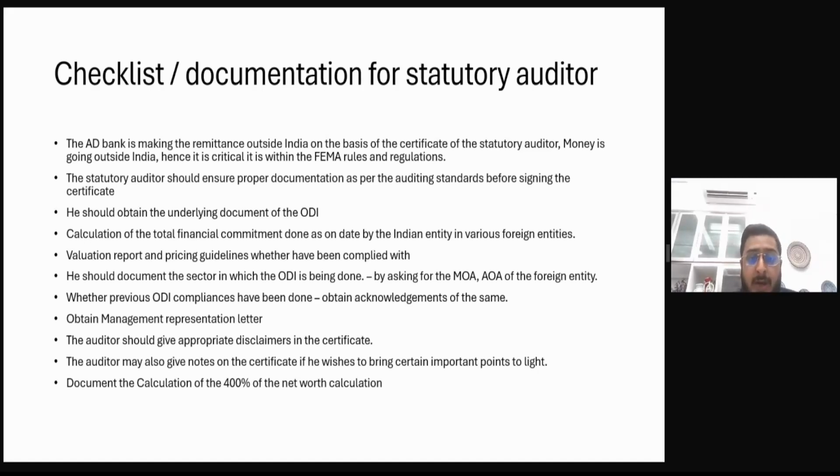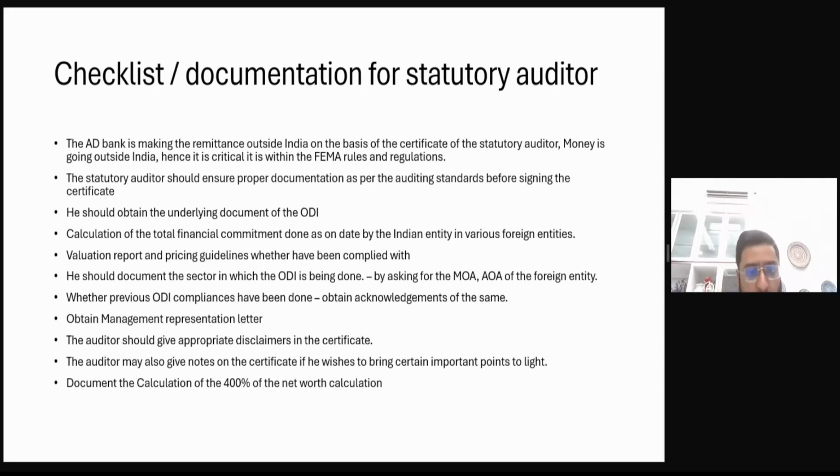When you're doing an ODI, you should always ask for the MOA, AOA of the foreign entity, or some document by which you can understand what type of activity it is engaged in. If it is in real estate, there are some restrictions. Further, if it's in a financial service activity, there are other conditions which have to be complied with. So you should always ask for the MOA, AOA, or any other document showing what type of business the foreign entity is engaged in.